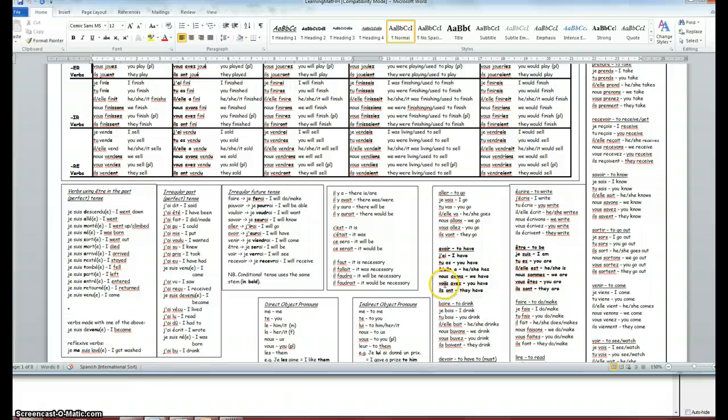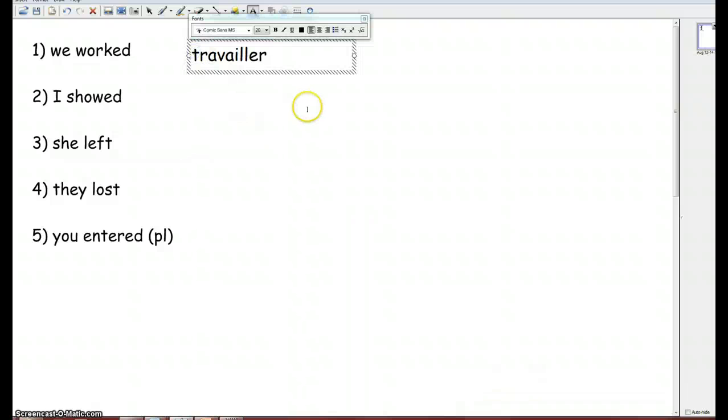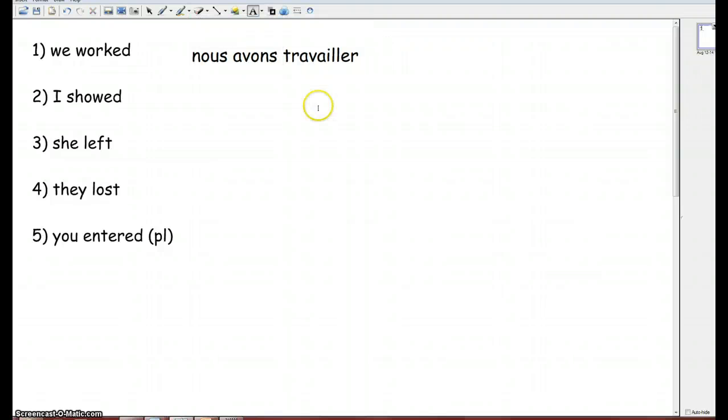So we're over here for the present tense of avoir, and we want the we form. We have worked, which is the same as we worked. So nous avons is our starting point. Nous avons. Now the second part is to turn to work into the past participle worked.